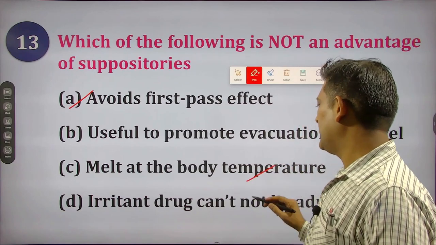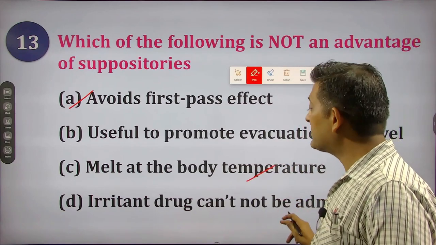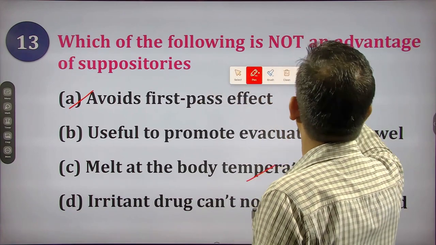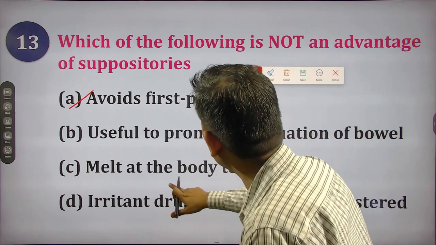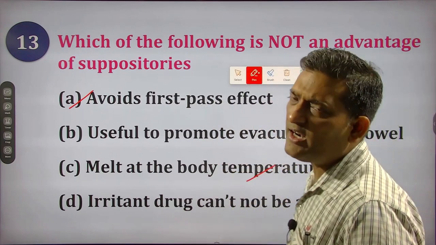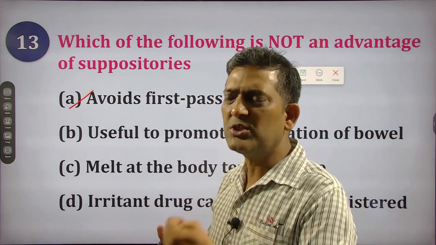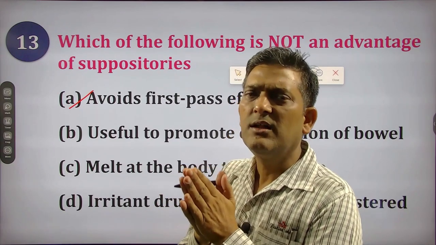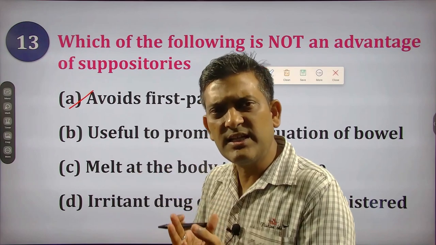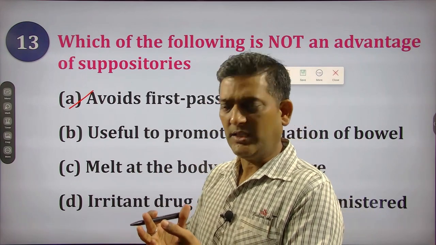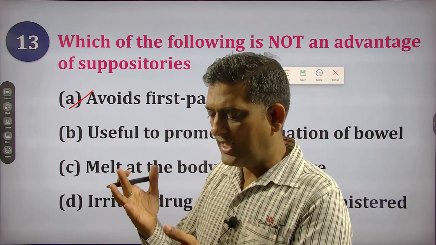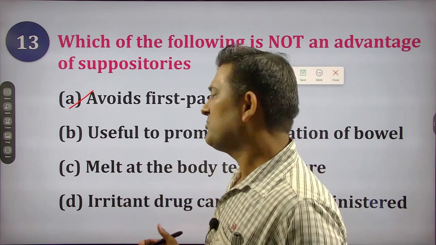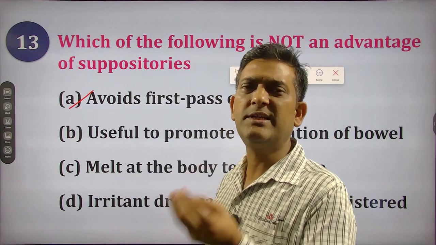Irritant drugs cannot be administered. Yes, here is the issue. Which of the following is not an advantage? Irritant drugs cannot be administered. You cannot administer them, because you are providing the drug to specific orifices like the vagina, rectum, urethra, nasal and dental cones. Different preparations are there, but you cannot put a product which is irritant in nature.